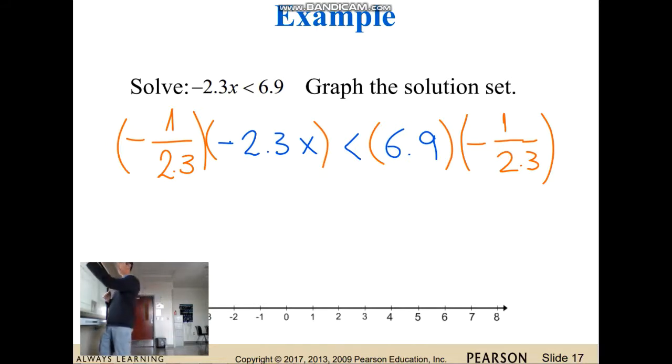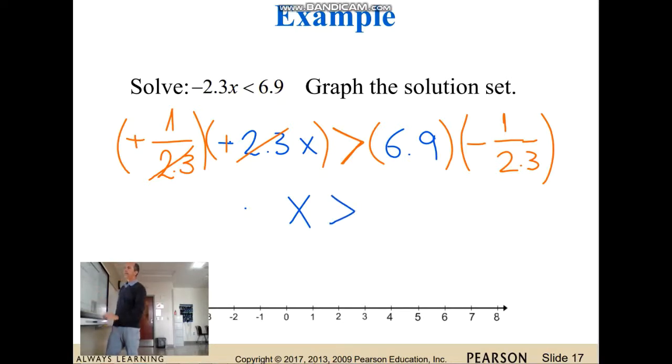Remember what the property says? When we multiply both sides by a negative number, the multiplication property of inequality says you have to flip the inequality sign. So now we have the sign pointing to the other side, right? Simplify: negative with negative is positive, and on the left-hand side we have x greater than, and 6.9 divided by negative 2.3 is negative 3.